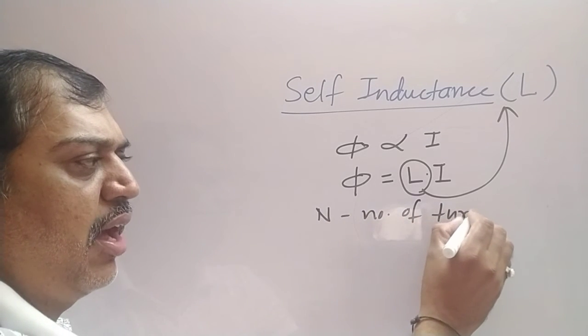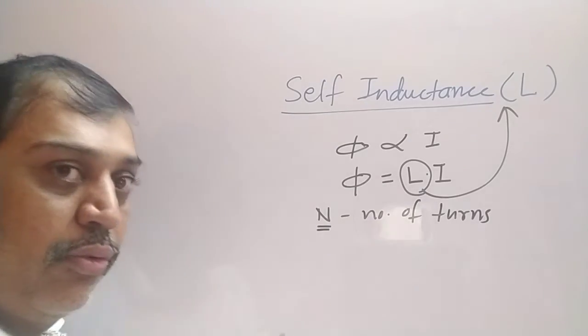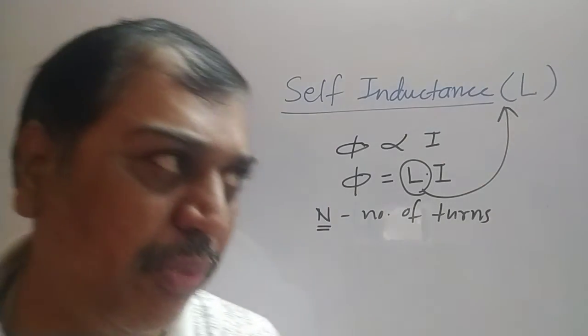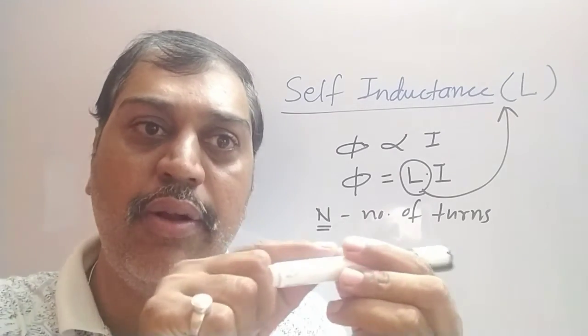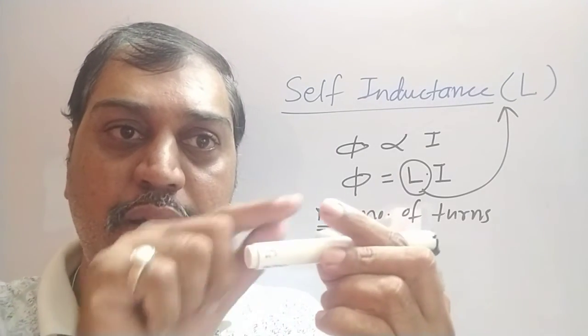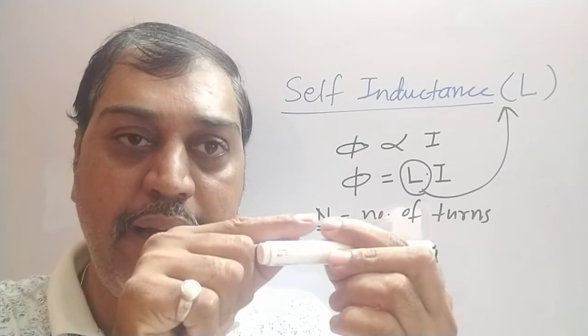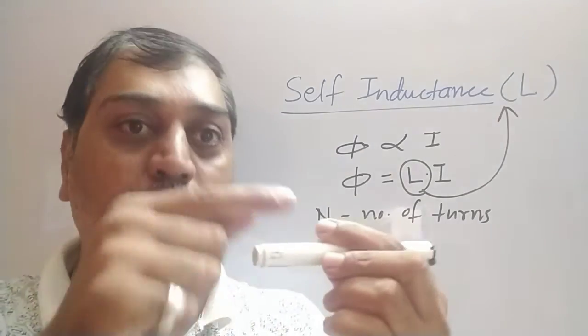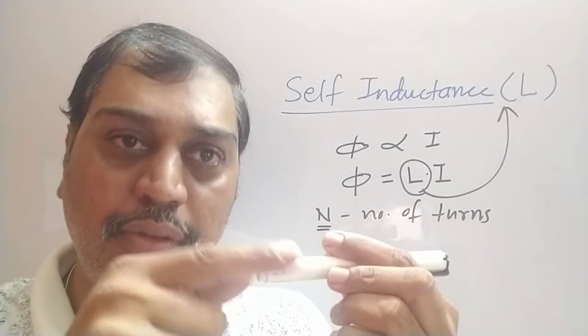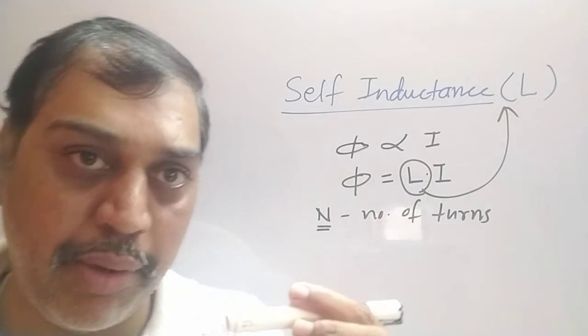The number of turns is n. Take a thread and wind it around, starting from this point. This is one winding, one turn, again one, two turns, three turns, four. How many times we wind the thread is said to be the number of turns.